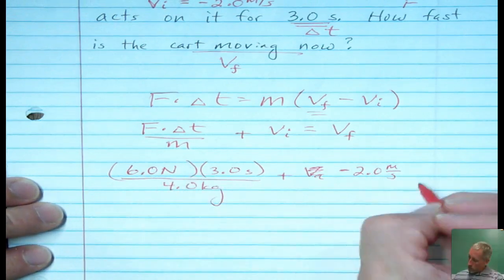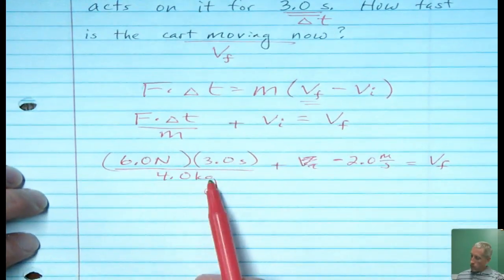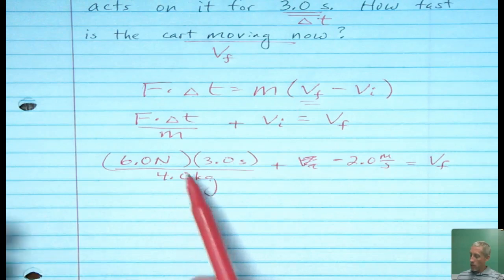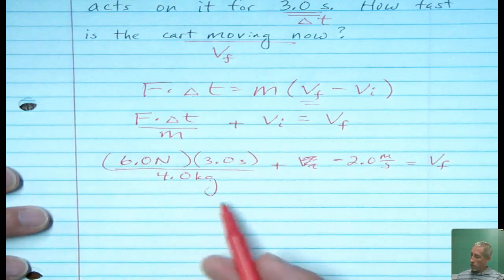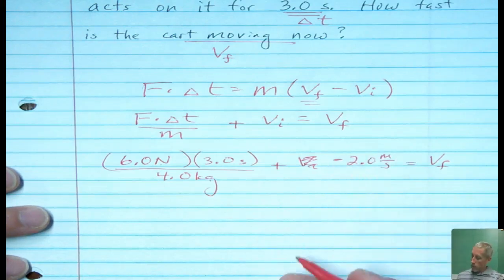Now the units might seem a little unusual here. You say we got Newton seconds over kilograms. Well, remember that a Newton is a kilogram meter per second squared. So this all here in this first term is equivalent to a meters per second. So we can certainly subtract it or add it to another meters per second.